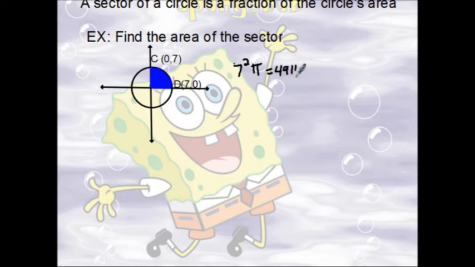That would be if everything was shaded in, but it's not. Only 1/4 of my circle is shaded in. So I'm going to take 1/4 of 49 pi to get the area of my sector. My area would be 12.25 pi. It's going to be the area of the sector.